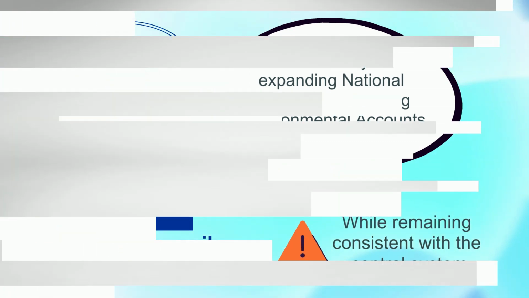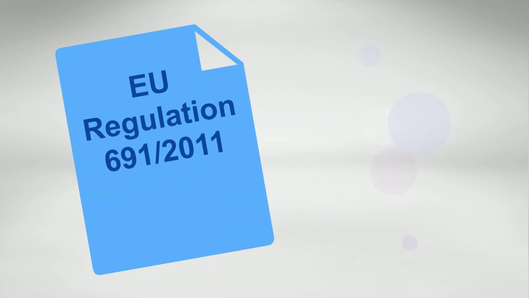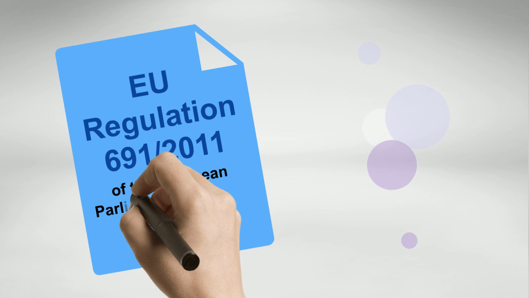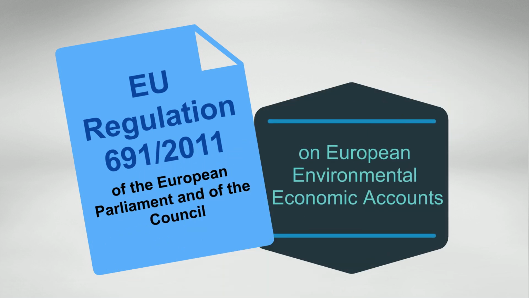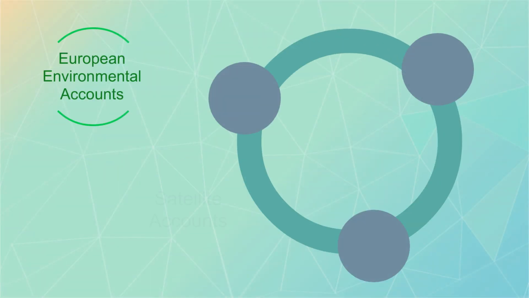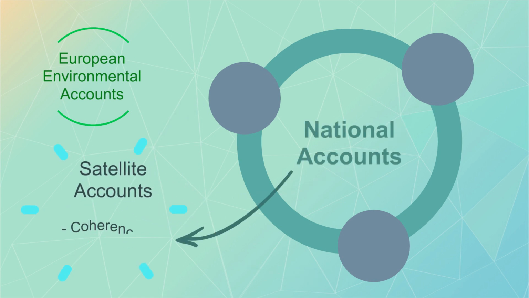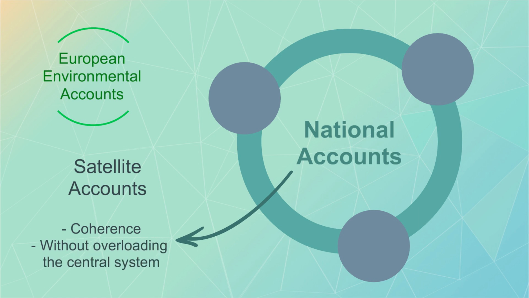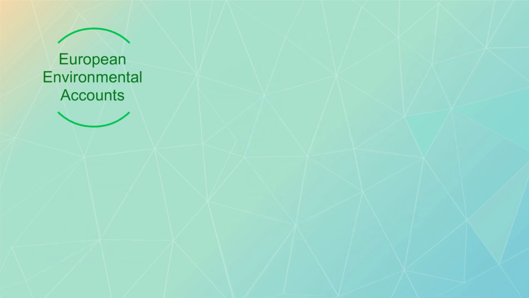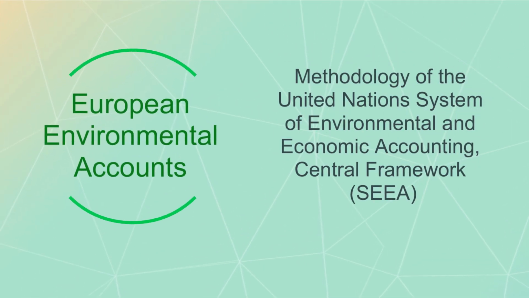The result of this work is EU Regulation 691/2011 of the European Parliament and of the Council on European Environmental Economic Accounts. European environmental accounts are organized through a set of satellite accounts that make it possible to extend the analytical capacity of national accounts in a sustainable manner without overloading the central system. It follows the methodology of the United Nations System of Environmental and Economic Accounting, Central Framework.